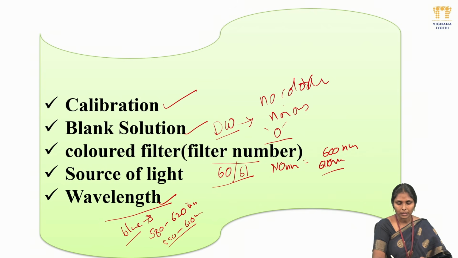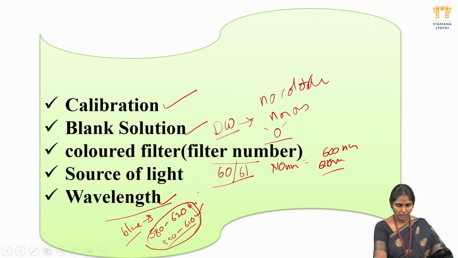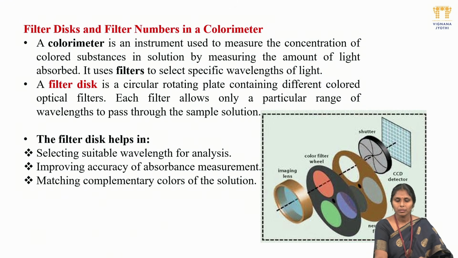So this range, the blue color complex wavelength, is in between 580 to 620 nanometers. That's why you have to choose a 61 or 60 filter number. So here you mainly focus on what the filter number is and what the importance of the filter number is.